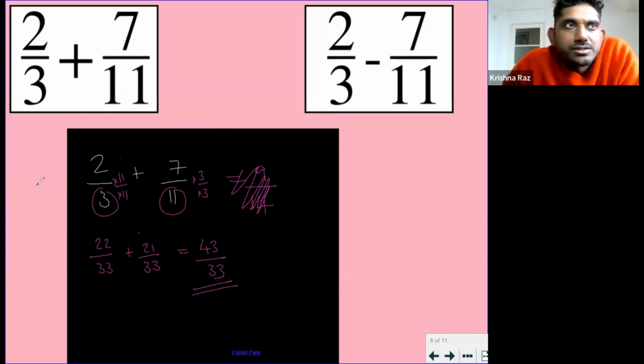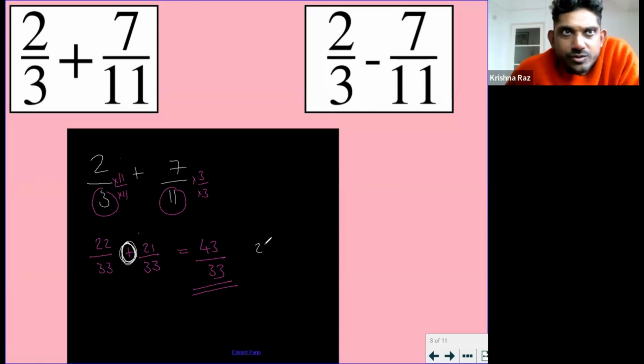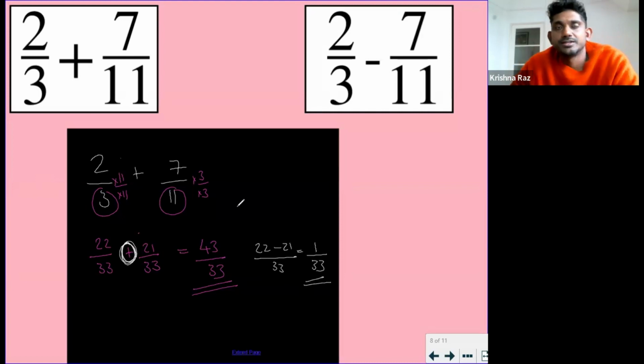But when we are subtracting fractions, we do the same thing, but instead, at this point, we would subtract instead of adding. The answer to the question on the right, we would have 22 take away 21 over 33, which would give us 1 over 33. Yeah, and that's it. But the process is the same. It's just that final step, instead of adding the fractions together, we subtract them.